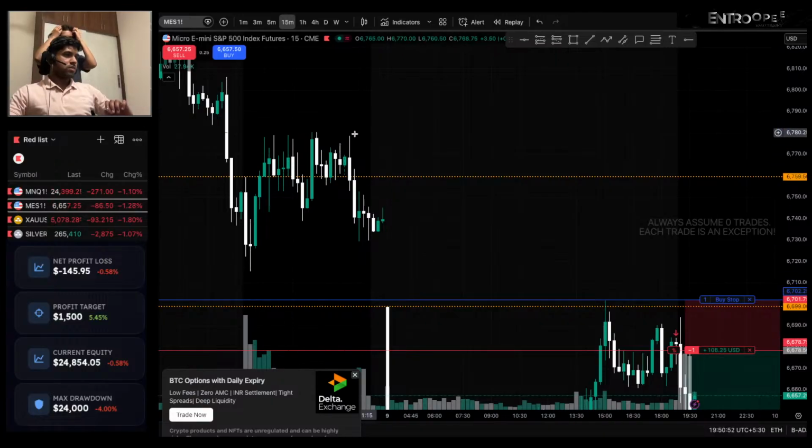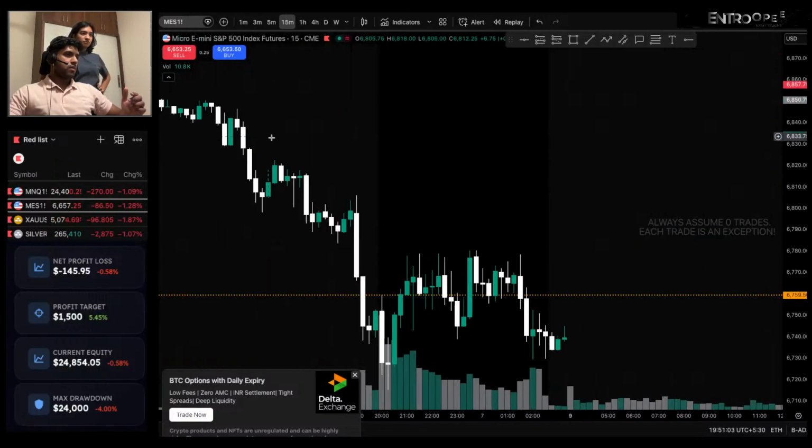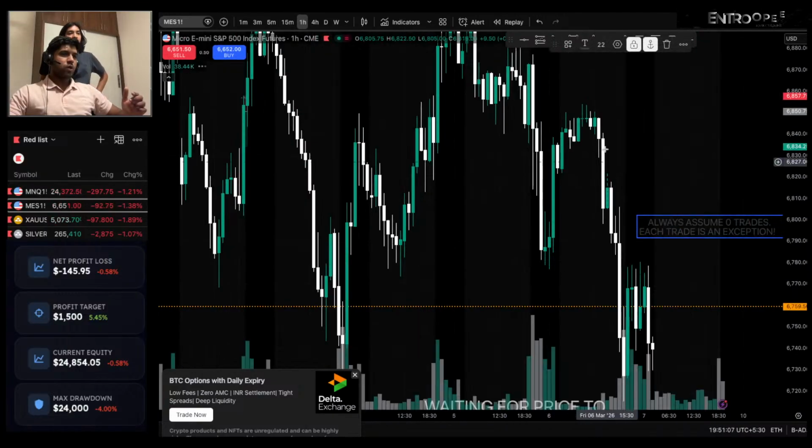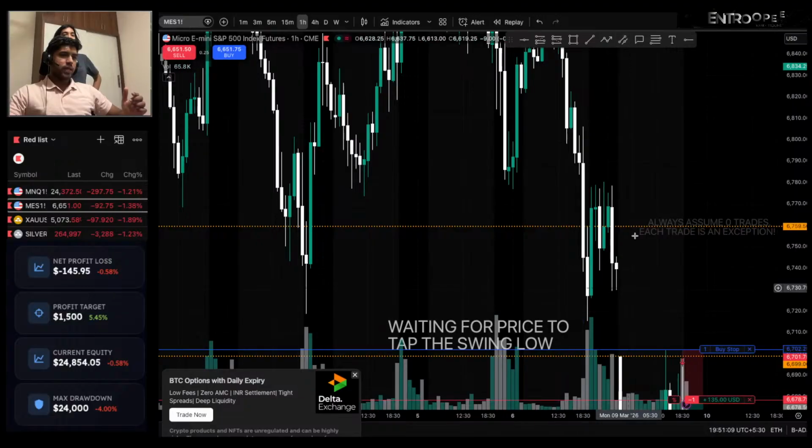So this one is a swing high because if you look at it, it's kind of shaped like a swing, right? It took a swing from here. Similarly, if you go to 1 hour charts, this is a swing low, this is a swing high, this is another swing low, this is another swing high. So I trade on the 15 minutes.